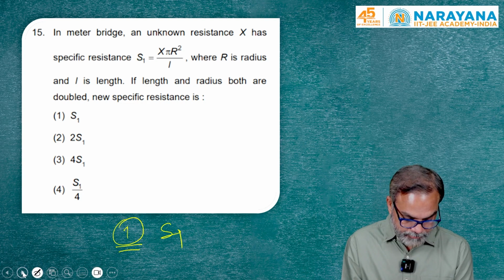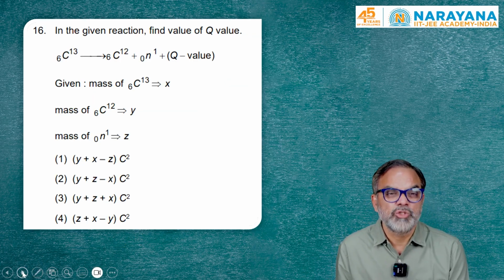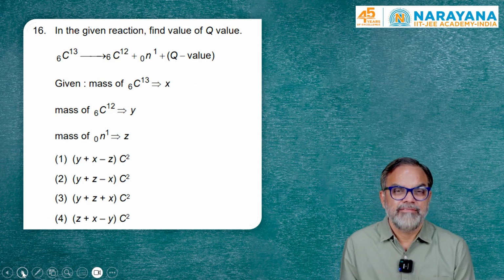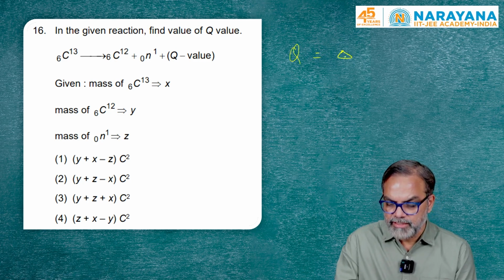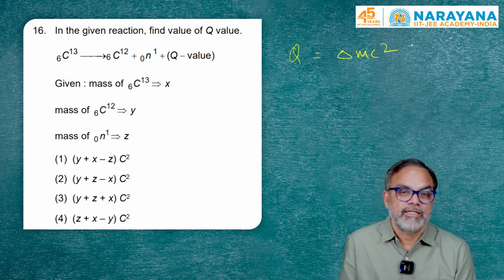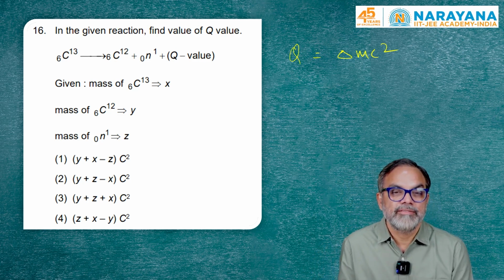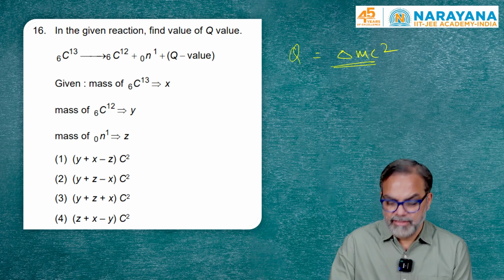Okay, so moving further, and here is a question from nuclear physics, and we are given a nuclear reaction and I have to find out the Q value. All of us know the definition of Q value is delta m c square. Delta m is the mass defect of the reaction, and we are given the m values, and we can see that it will be the first option.